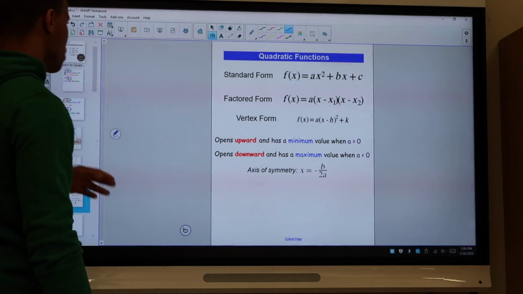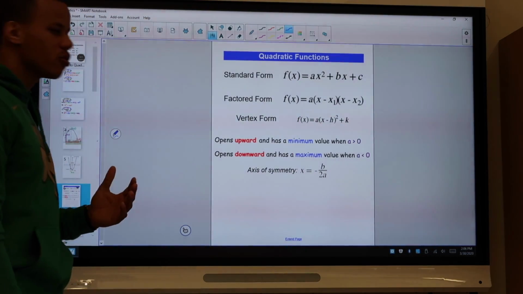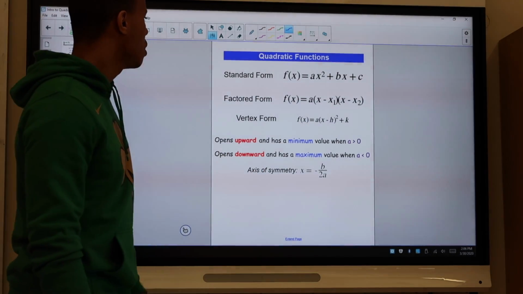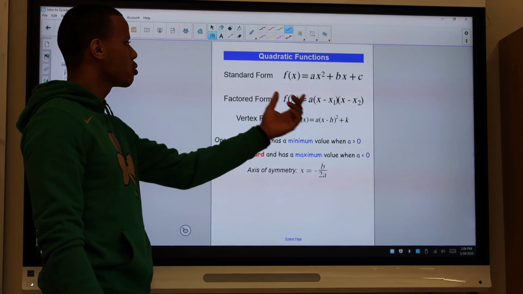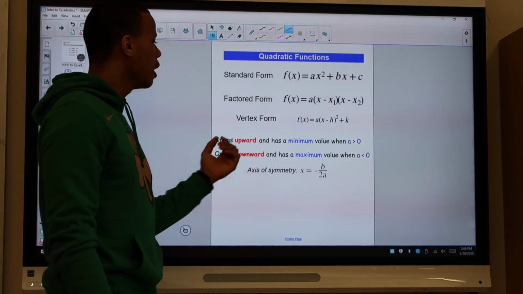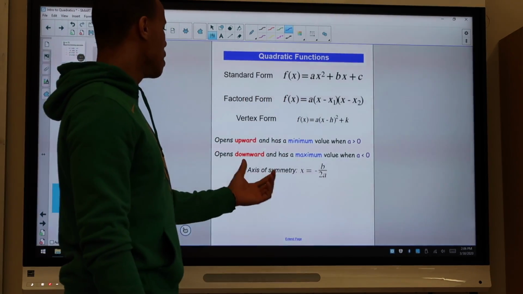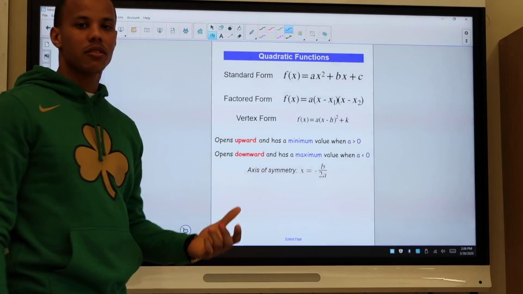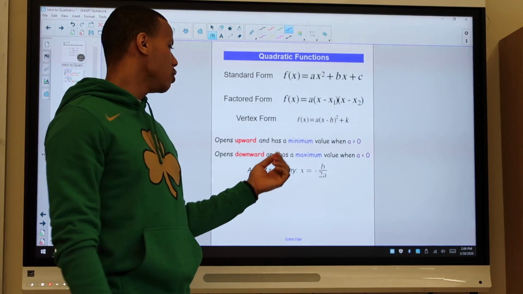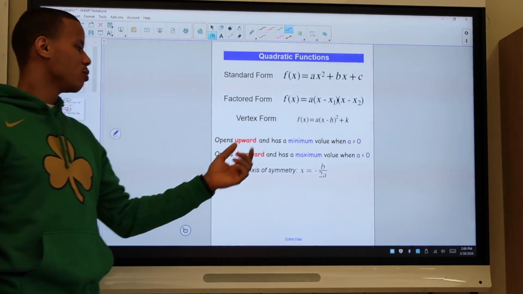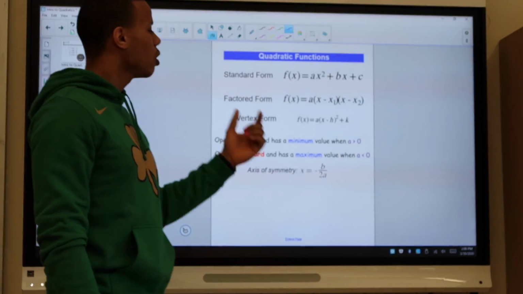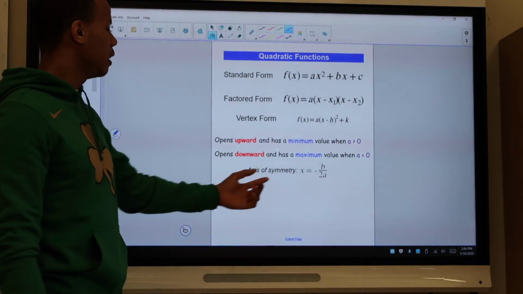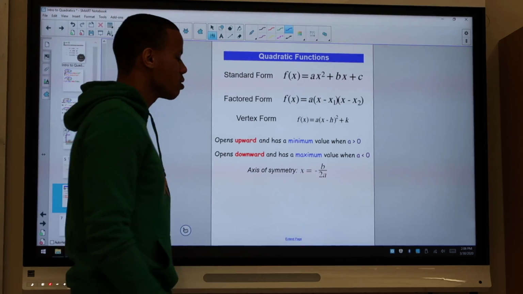So now, this is what I want you to do. I want you to pause the video, take a few minutes, and write this down. First you have the standard form of a quadratic, the factor form, and the vertex form. If a is greater than 0, your graph is going to open upwards, and you're going to have a minimum. If a is less than 0, it's going to open downwards, and you're going to have a maximum. And then this is the equation for your axis of symmetry.